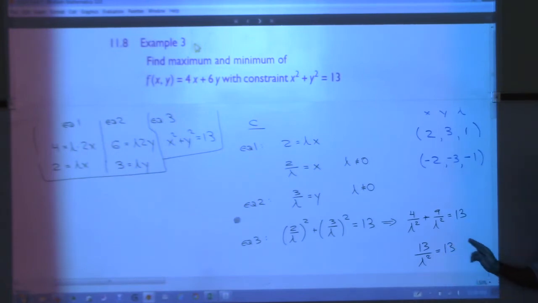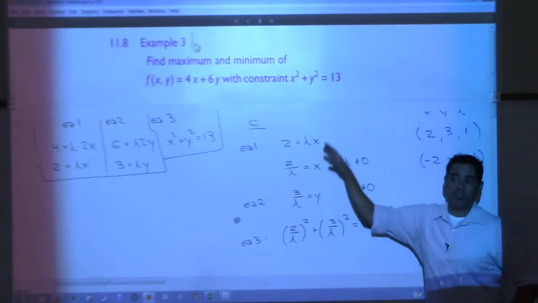And then just multiply both sides by lambda squared. And you get 13 equals 13 lambda squared, which means lambda squared is 1. So this tells you lambda squared is 1, which means lambda is what? Plus or minus 1. We've already got those two covered, right? So how would you have gotten the x and y? Say we didn't do what we did first time. Let's say that this was our first thought.